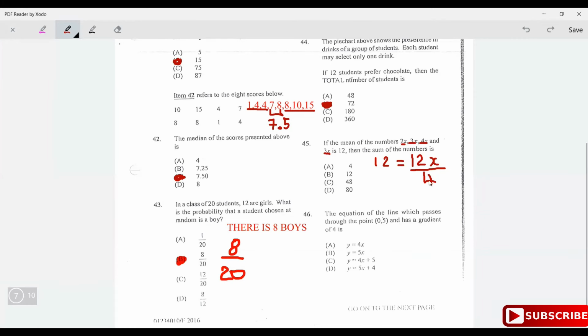And so if we cross multiply by 4, we get that 12 times 4 is 48. And so 48 is equal to 12x. And 12x is the sum of the numbers. So the sum of the 4 numbers is 48. Nice and easy, soft.